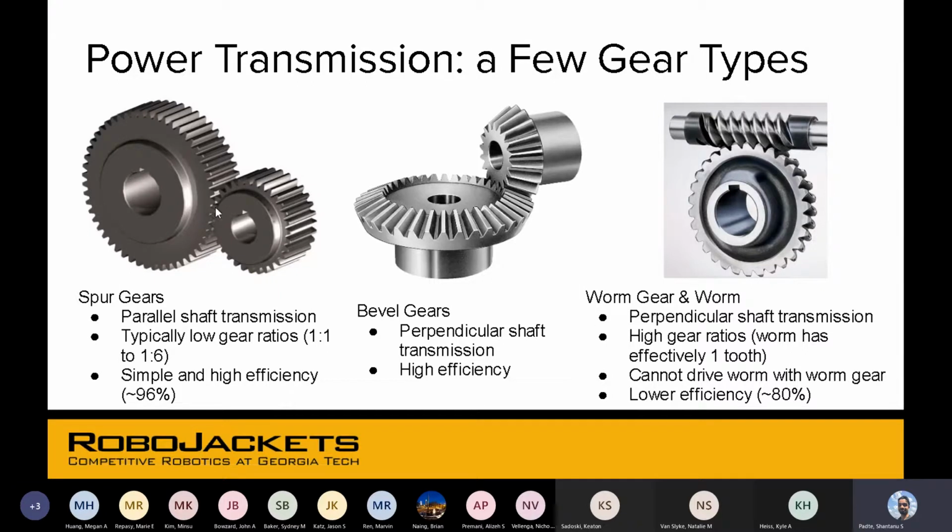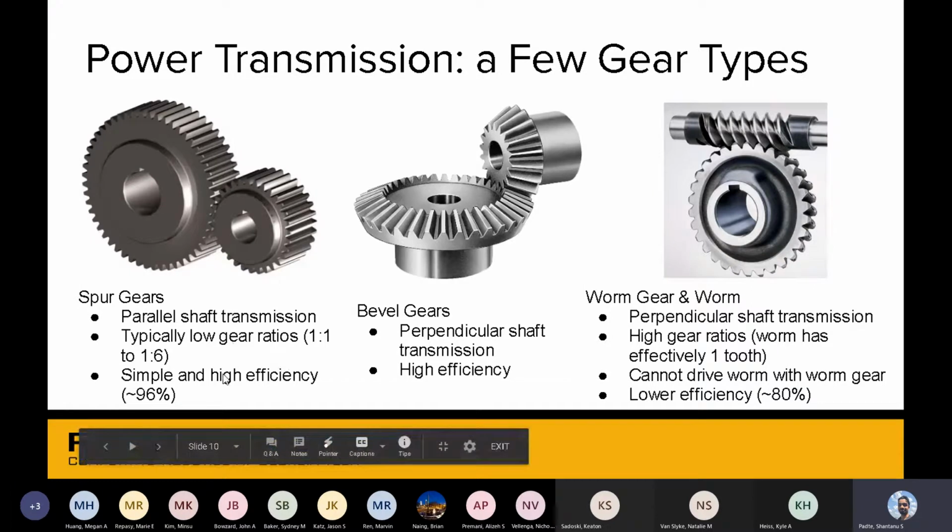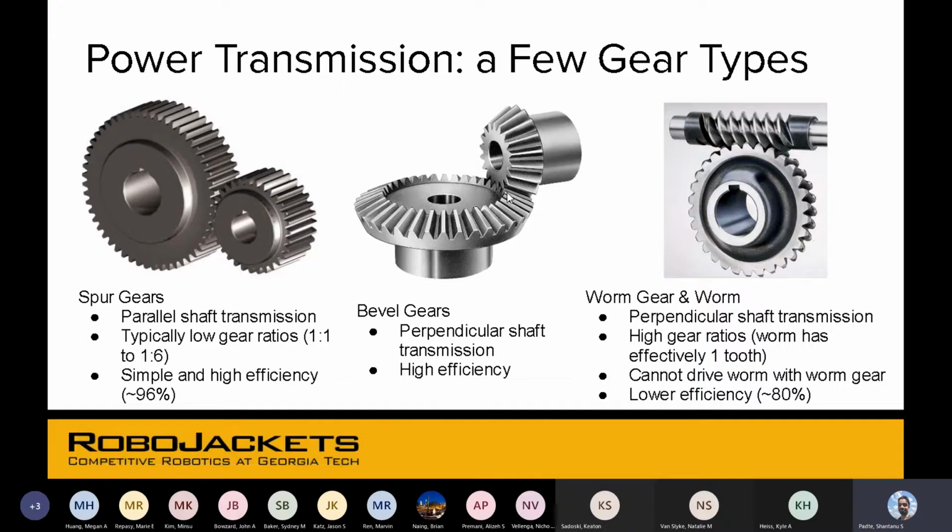So these gears are parallel to each other. These are spur gears. Their teeth point outwards, radially outwards. And they usually have low gear ratios, but they're simple and very efficient. Bevel gears are perpendicular to each other. And as you can see, their teeth are also somewhat at like a 45-degree angle. So these also have high efficiency, but like you have to make sure your axles are aligned properly. Like these axles also kind of have to be in the same plane.